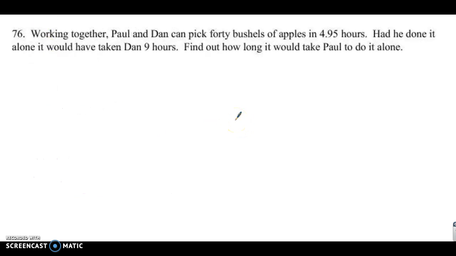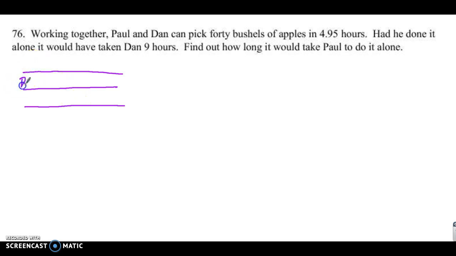So we've got a few word problems. There's some work problems that are on your paper. Not sure how your teacher may have had you do work problems. When I show students how to do work problems, we make ourselves a quick little table. And in our work problem, they tell us that working together, Paul and Dan can pick 40 bushels of apples in 4.95 hours. Had he done it alone, it would have taken Dan 9 hours. Find how long it would take Paul to do it alone.